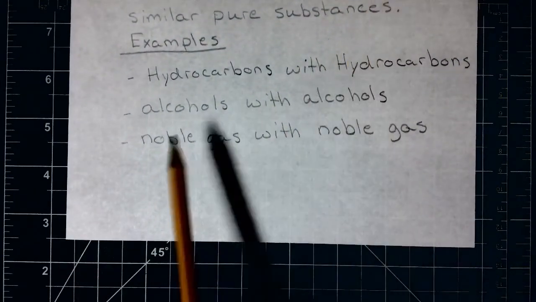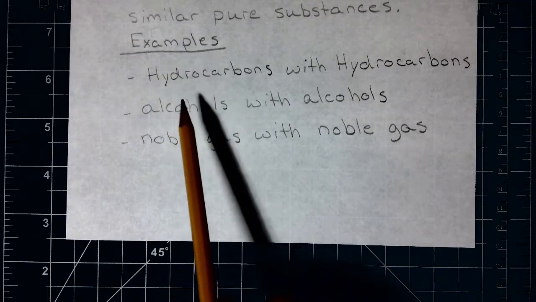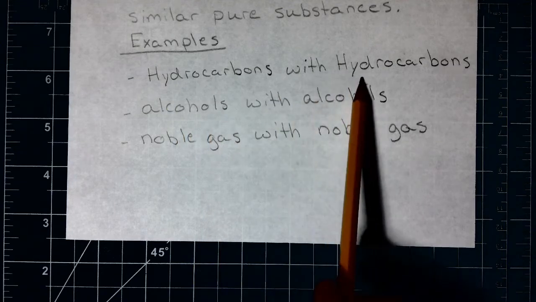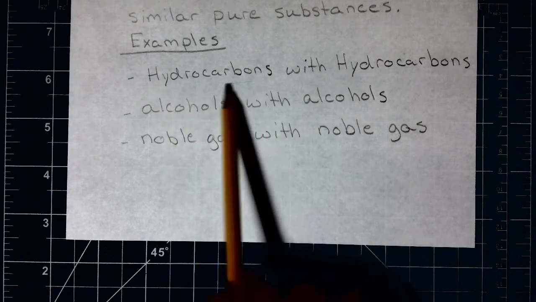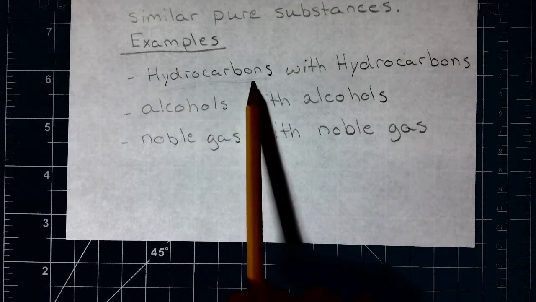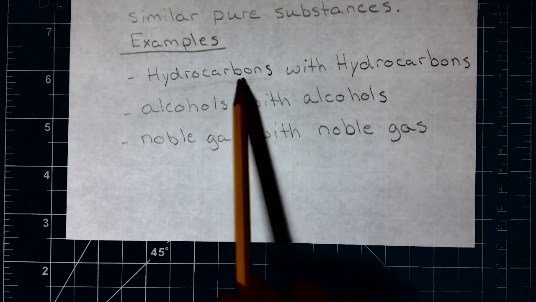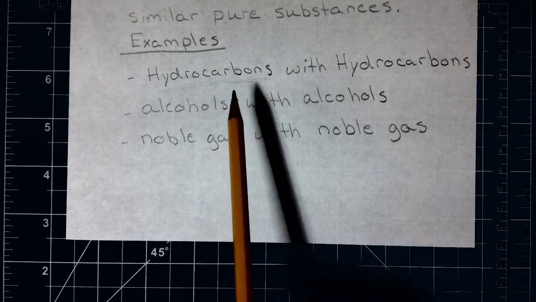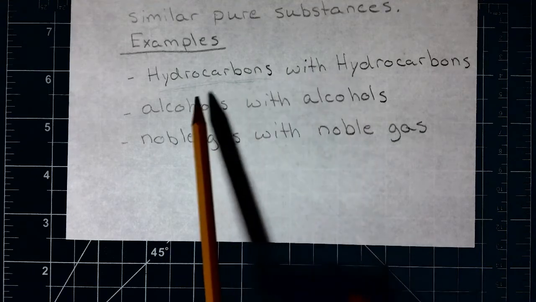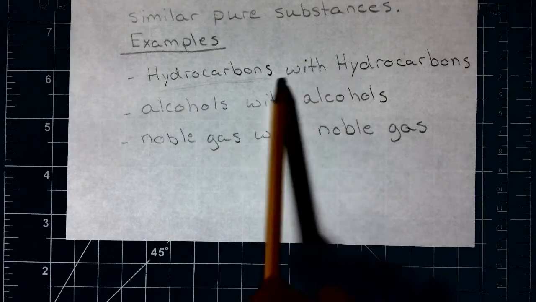Some examples of compounds likely to form ideal solutions are hydrocarbons with hydrocarbons. A hydrocarbon, we've actually seen this already. This is a compound that is made out of just hydrogen and carbon. Examples of this would be like methane, propane, butane, hexanes, which is a common solvent we use in chemistry. A lot of different organic compounds are going to be hydrocarbons. This is the same stuff that's inside of your gasoline and whatnot too.